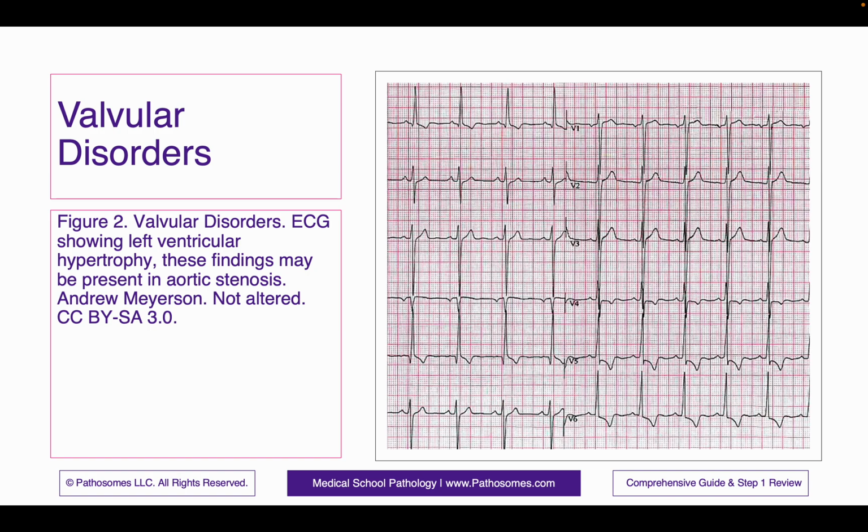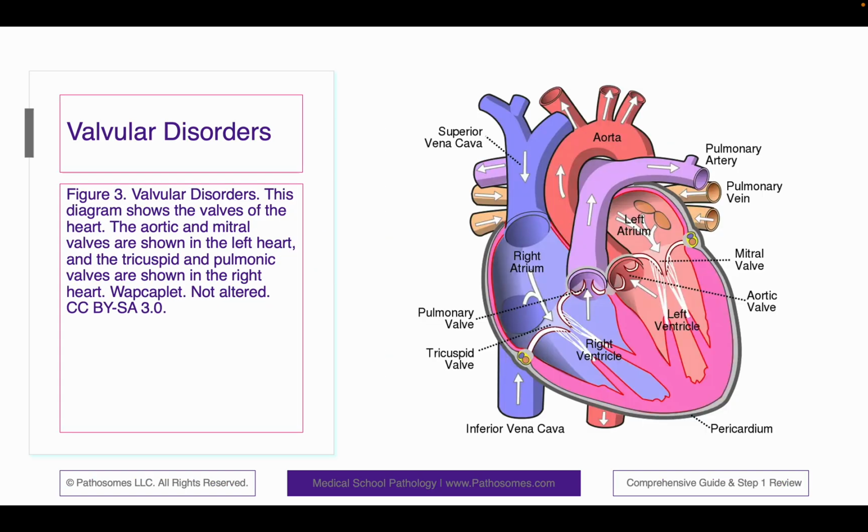Various valvular disorders can even show up on an electrocardiogram. This one, for instance, shows a left ventricular hypertrophy, which is associated with aortic stenosis, because the left ventricle has to squeeze harder, squeeze more, causing those muscle fibers to hypertrophy. Here we have a cartoon representation of the various valves. Note that this diagram shows the valves of a normal heart, okay?